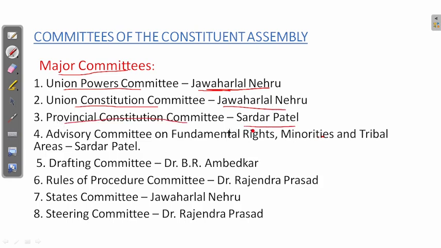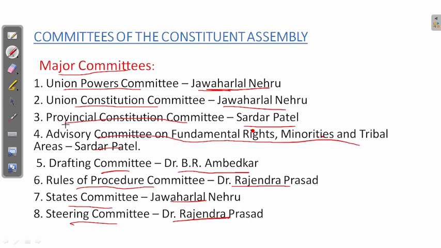Provisional Constitution Committee, Sardar Vallabhbhai Patel. Advisory Committees on Fundamental Rights and Minorities, Sardar Patel. Drafting Committee, B.R. Ambedkar. Rules of Procedure Committee, Rajendra Prasad. States Committee, Jawaharlal Nehru. Steering Committee, Rajendra Prasad. All this you need to study.